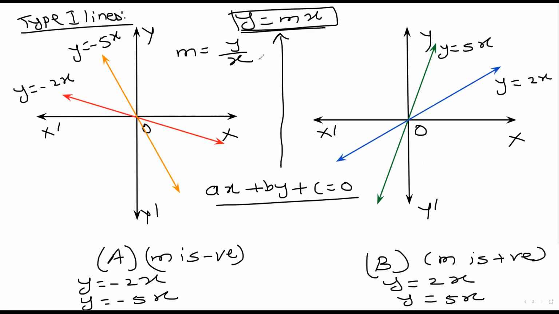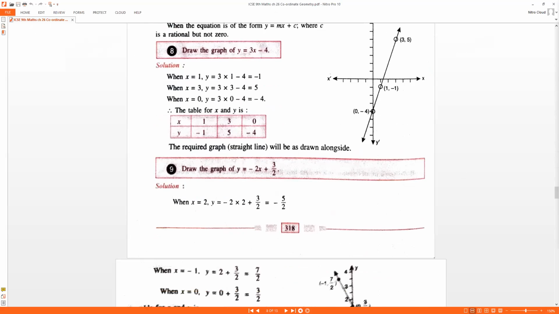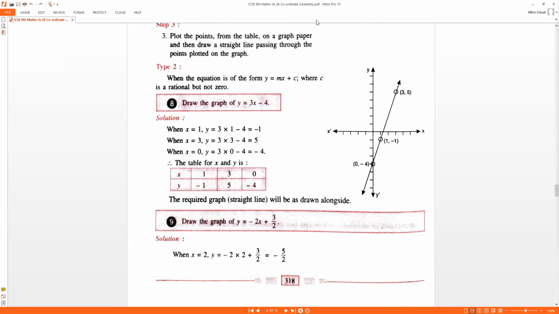All right, done everyone. Let's go back to the text. Okay, so this is type 2 now. Listen carefully, and that's all. There are only two types of lines. So type 2 is y is equal to mx plus c, which is very similar to ax plus by plus c is equal to 0. So here you have a constant term. If you notice, c is there, which is a constant term. So this is a typical equation of a line.